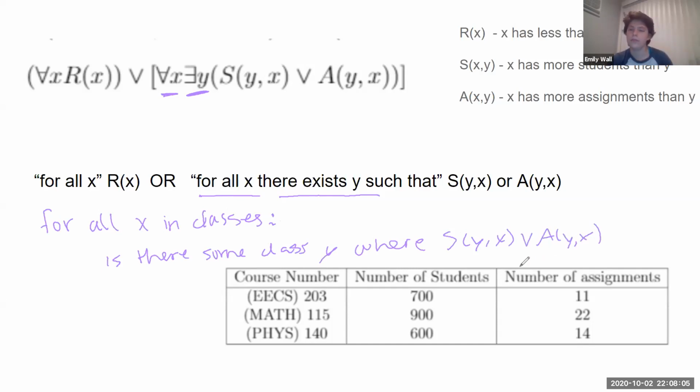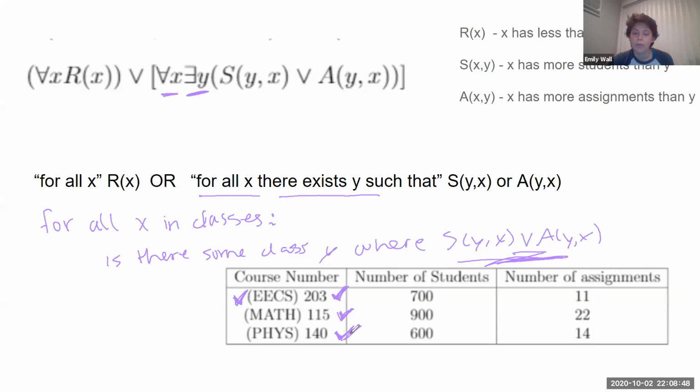That's the level of thinking we need to go through. And so if we imagine stepping through this like our C++ debugger would, we would start with x being 203, and then we'd enter inside the for loop, and we'd ask this question: is there a class Y where this stuff is true? And then we would look through each of our classes. So we'd look at 203 and be like, okay, when x is 203 and y is 203, is this true? When x is 203 and y is math 115, is this business true? Same for physics 140.